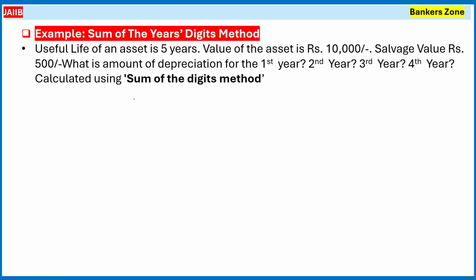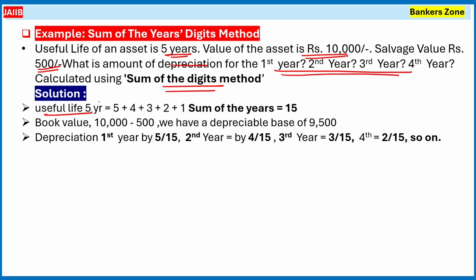Now see what is given. For 5 years, the number of years will be 5. Value of the asset is 10,000. Salvage value, scrap value is 500. And we have to find the depreciation for each year using the sum of digit method. Now see, what is the useful life? 5 years. Whatever number of years they have given, just decrease by 1 each time. So for 5 years, we will add 5 plus 4 plus 3 plus 2 plus 1. 5 plus 4 is 9, 9 plus 1 is 10, plus 5 it will be 15. If they are asking for 3 years, then 3 plus 2 plus 1 will be 6. In that way you have to calculate.